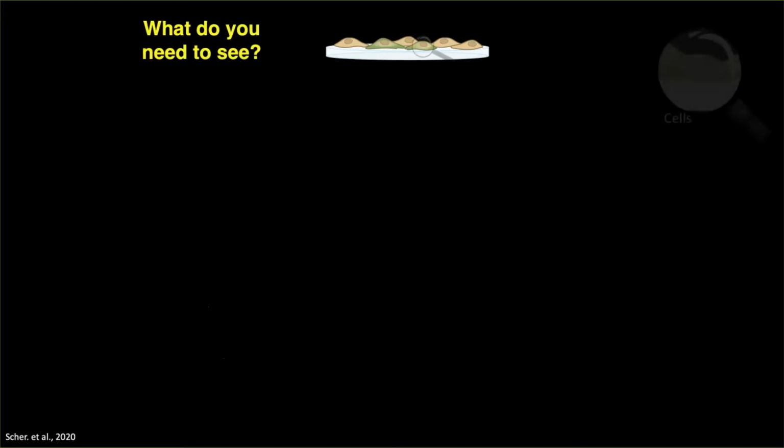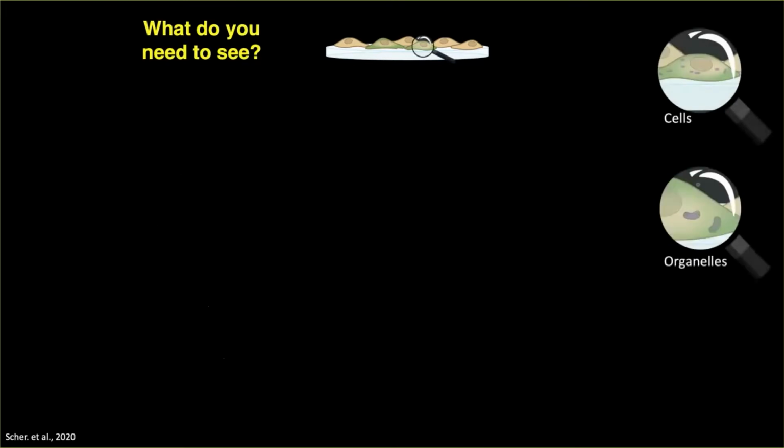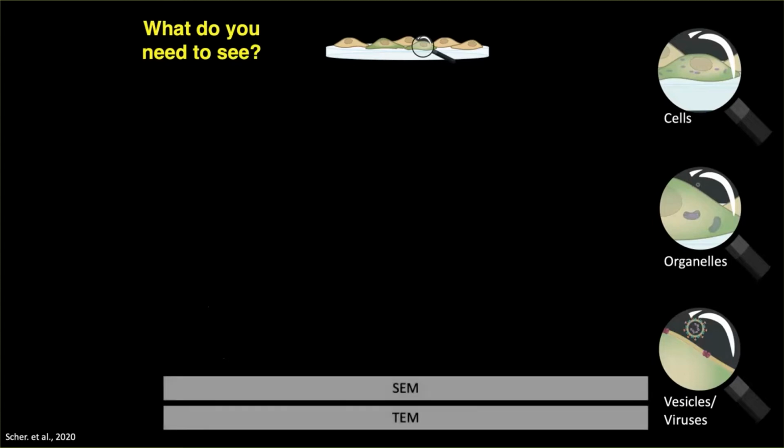And the reason is because if you need to see a cell or an organelle, which I would say is up to, let's say, 500 nanometer, or a vesicle or a virus that are on the order of 100 nanometer, this already defines a lot about the type of methodologies that you will benefit from. Firstly, it defines whether you are at a resolution of the scanning electron microscope or the transmission electron microscope.